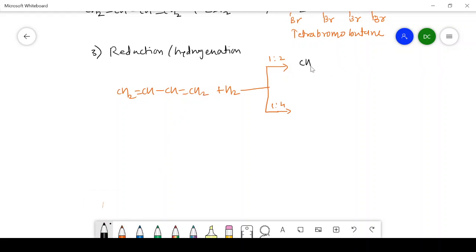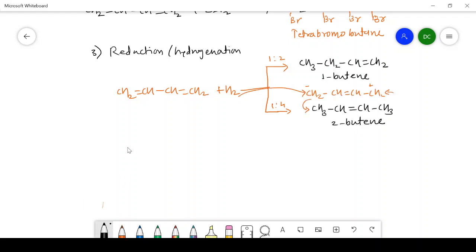So here CH3, then here CH2, single bond CH, double bond CH2. We get a 1-butene after 1,2 addition. Whereas if the 1,4 addition takes place, then here CH3, CH, double bond CH, then CH3. Here we get a 2-butene. These are the addition reactions.